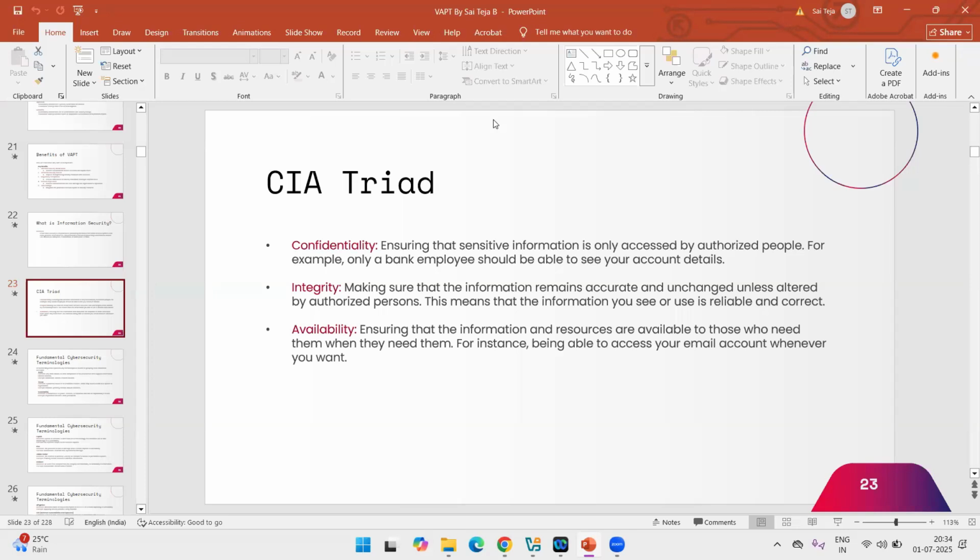Or when it comes to availability, you use some redundancy to ensure the resources are available to the right people, and there won't be any kind of issues related to the availability part, right? So this is very, very important. That's the reason I'm taking time and explaining the things. Hope this is clear to all of you.